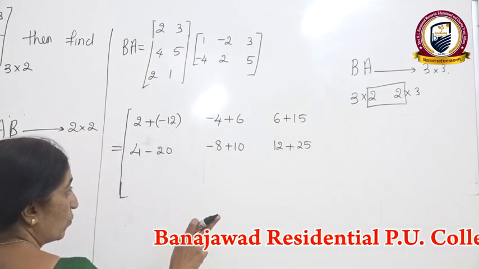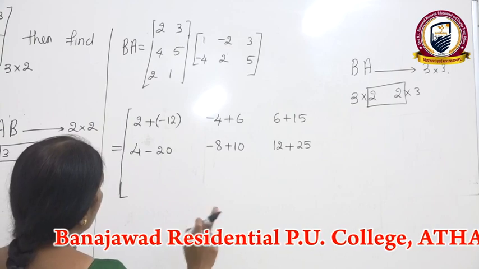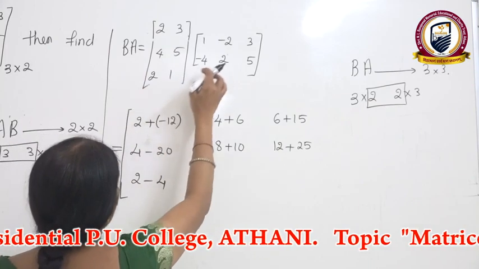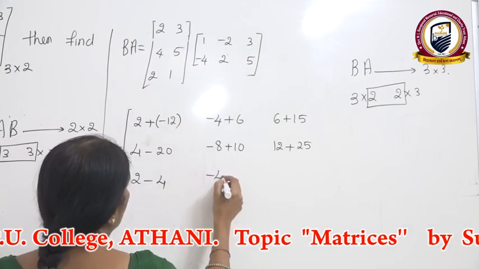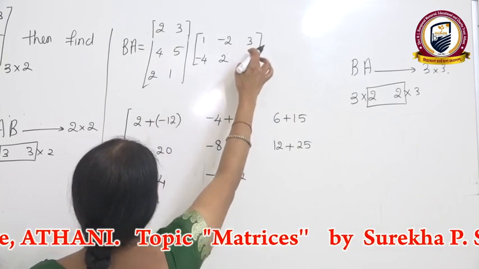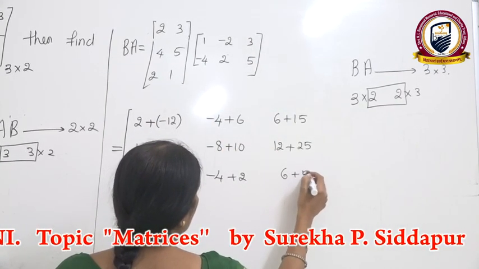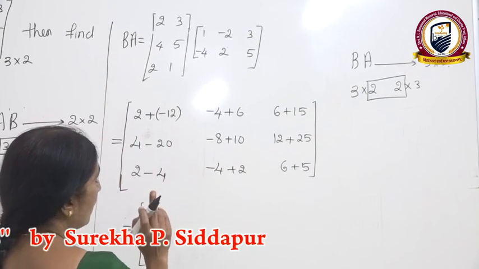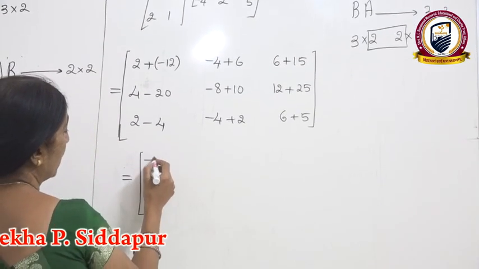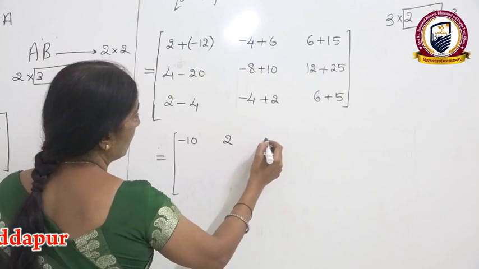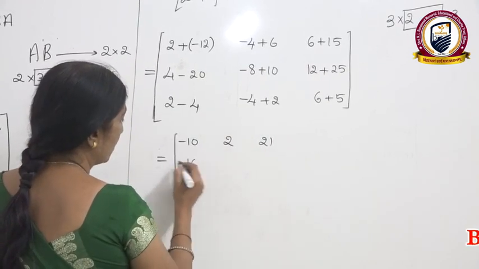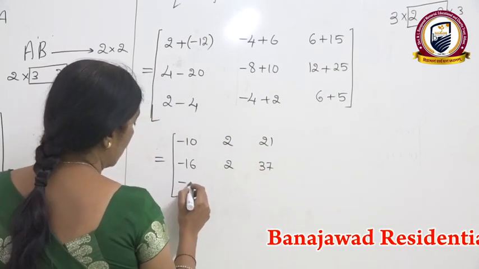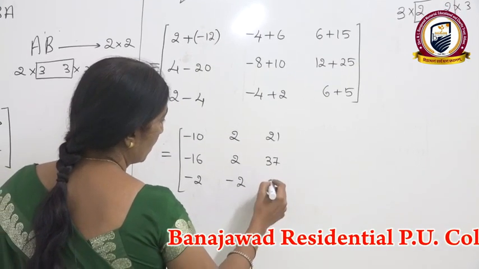Then in that we have to remember, we have to multiply the corresponding elements. Third row with first column. Then third row with second column. Then third row with third column. Simplify that. It is plus into minus will be minus. 2 minus 12 will be minus 10. This is 2 and this is 21. It is minus 16. It is 2. Then the next one is 37. It is minus 2. This is minus 2 and this is 11.